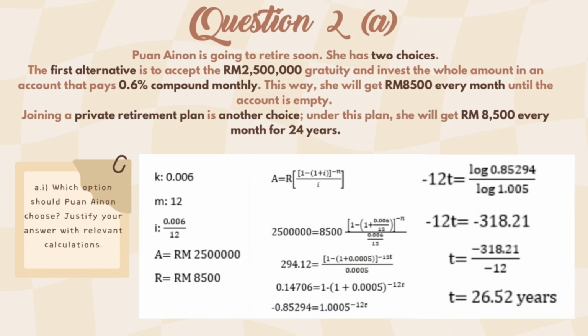Then we multiply through by 0.0005 to clear the denominator like this. So it will be negative 0.85244 equal to 1.0005 to the power of negative 12t.